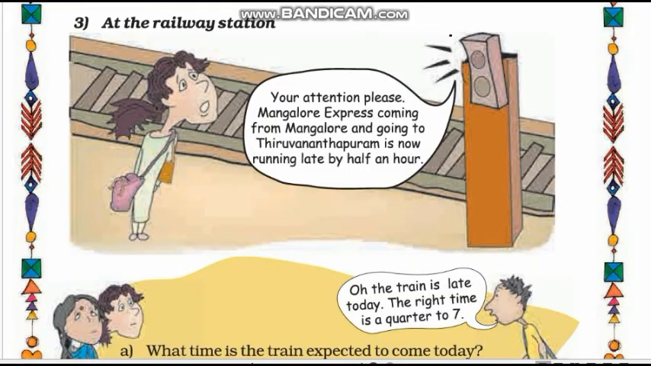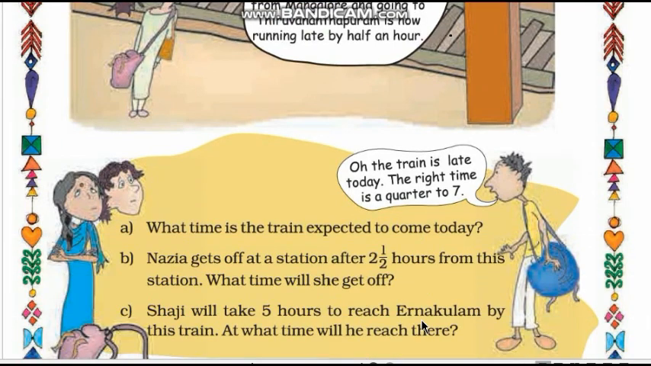Now here is given question number 3, at the railway station. On the railway station you might have also heard this type of announcement. So here an announcement is there. Your attention please. Mangalore Express coming from Mangalore and going to Thiruvananthapuram is now running late by half an hour. So the train is late today by half an hour and the right time is 6:45. Now based on this, some questions are given.